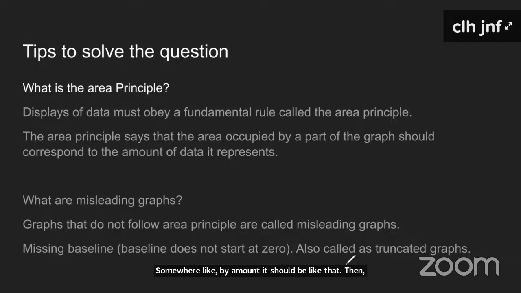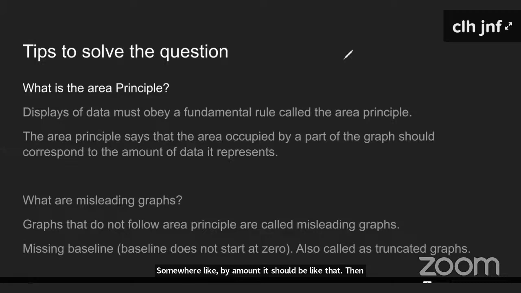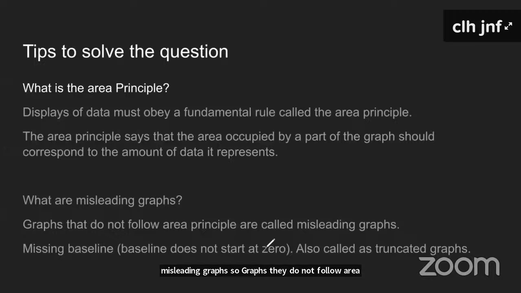Then misleading graphs, you may have seen what are the misleading graphs. So graphs that do not follow the area principle are misleading graphs. I just showed you in the pie chart. The similar thing can happen in the bar chart, that some particular category has more frequency, but its bar height is less than the other things. Or maybe sometimes they start the baseline with not zero.